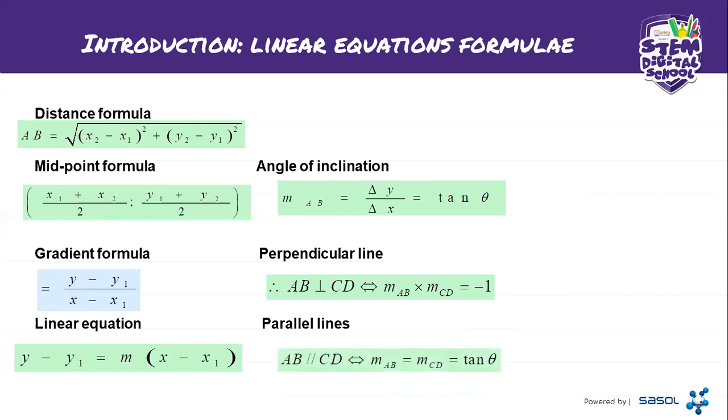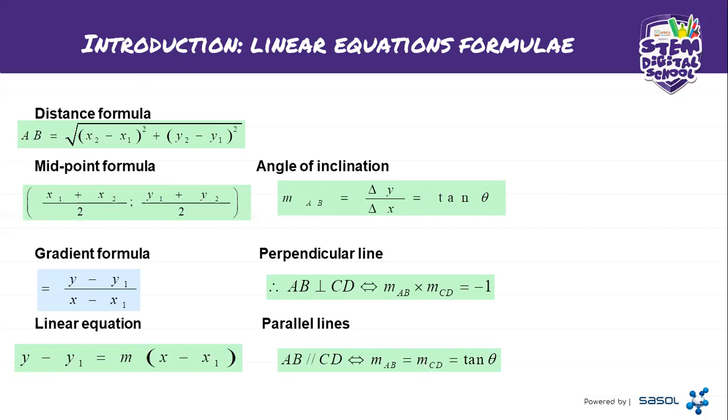And then the last one, which is parallel lines. What you know about parallel lines is that the gradients of two parallel lines are equal. We can see that AB is parallel to CD, therefore the gradient of AB equals the gradient of CD, right?